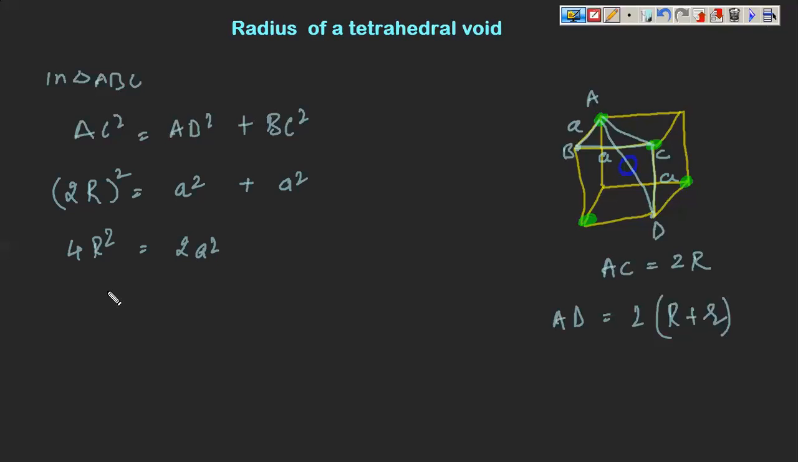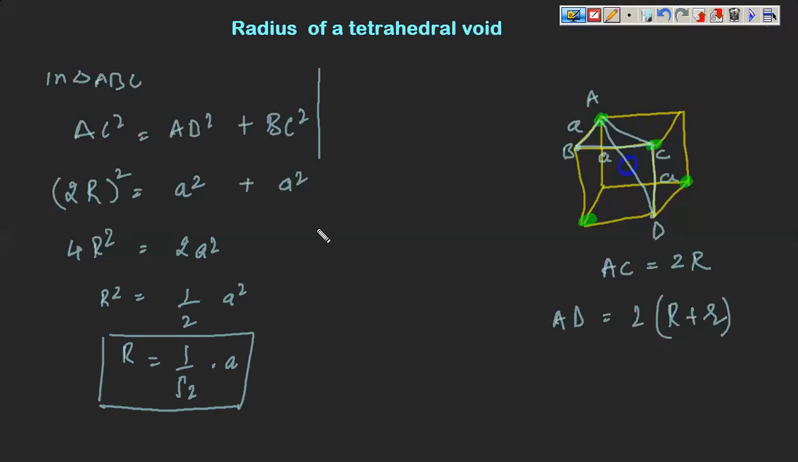Now R square will be 1 upon 2 A square, and R will be 1 upon root 2 into A. Okay, this is what? The radius of the sphere in terms of the edge. But we have to calculate the radius of the tetrahedral void.